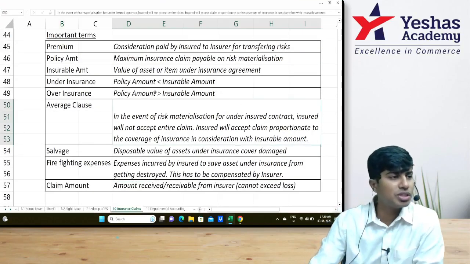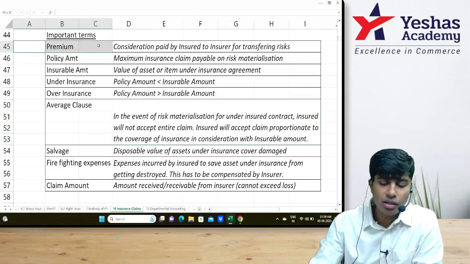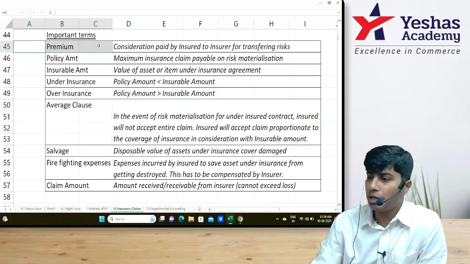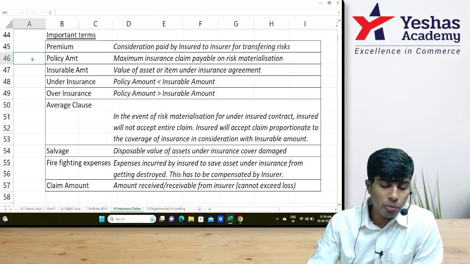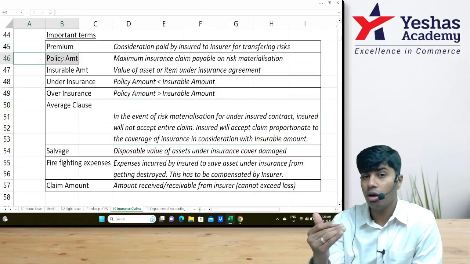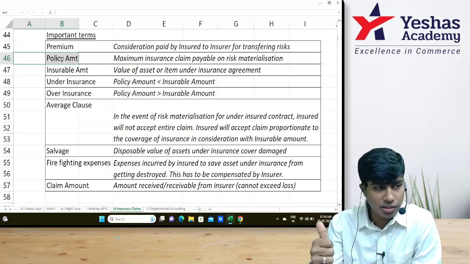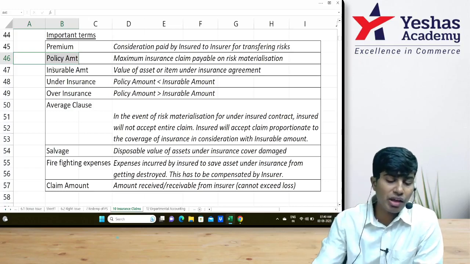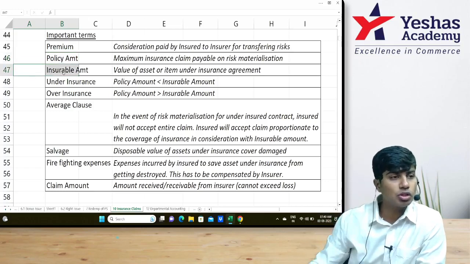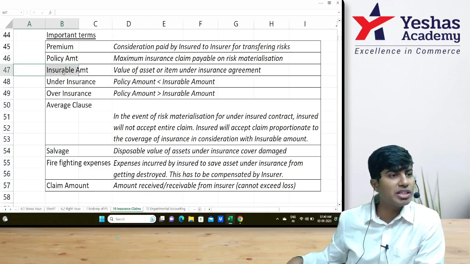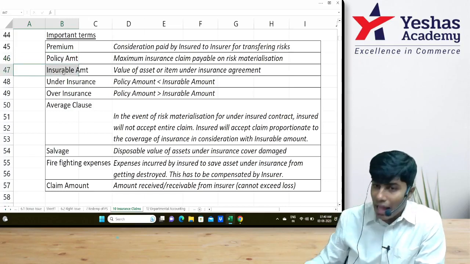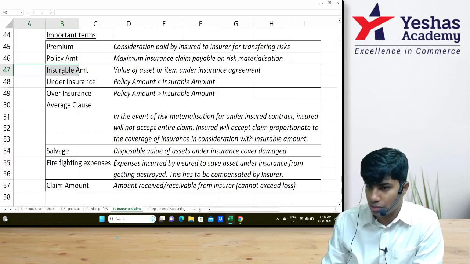The terms that we use in the case of an insurance contract are many. First one, premium: the amount paid by insured to insurer. Policy amount: this is the maximum claim that the insured will get if the goods get damaged. You get this? So this is the maximum amount. And we have insurable amount. This is the stock that will be lying in the godown. This is the extent to which the insured has to take insurance from the insurance company.